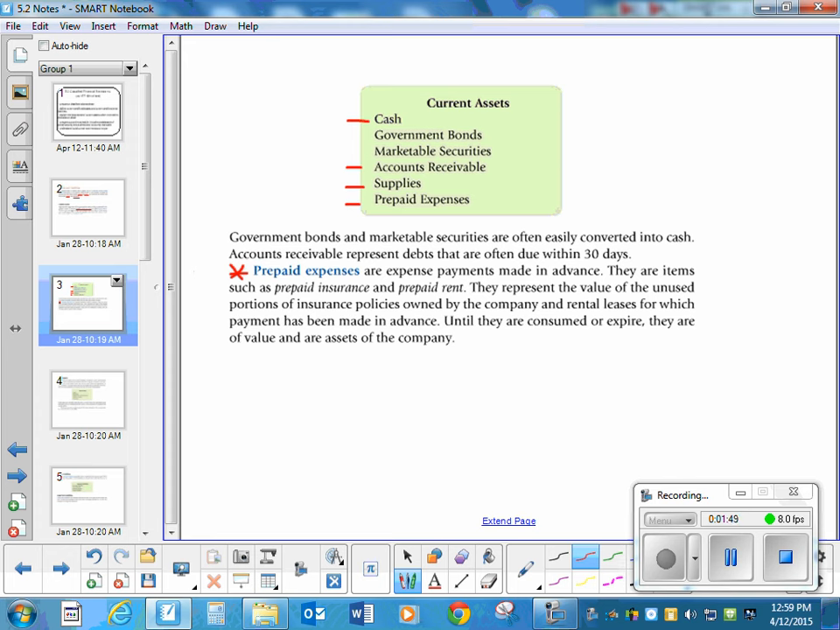They represent the value of the unused portions of insurance policies. So if your company buys a whole year's worth of insurance, as they use it, the cost or the value of that insurance goes down. So anything that you haven't used yet, you can actually convert into cash. That's why it's going underneath the current assets.